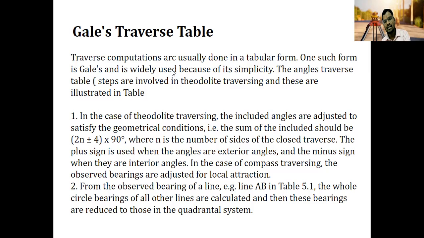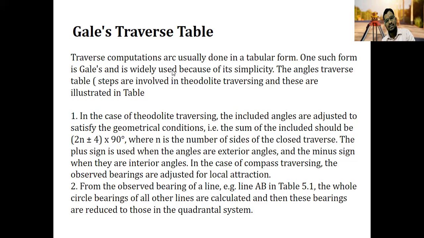That is, the sum of included angles should be 2n plus or minus 4 into 90 degrees. If the sum of all the interior angles is 2n minus 4 into 90 degrees, fine; or if you are considering the exterior angles, then it should be 2n plus 4 into 90 degrees. If that amount doesn't come this way, we have to adjust. Here n is the number of sides of the closed traverse.